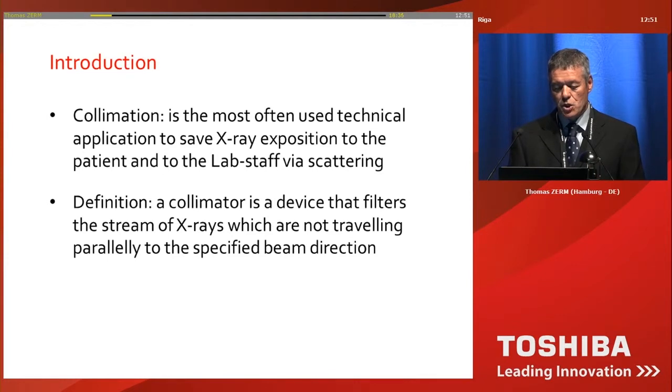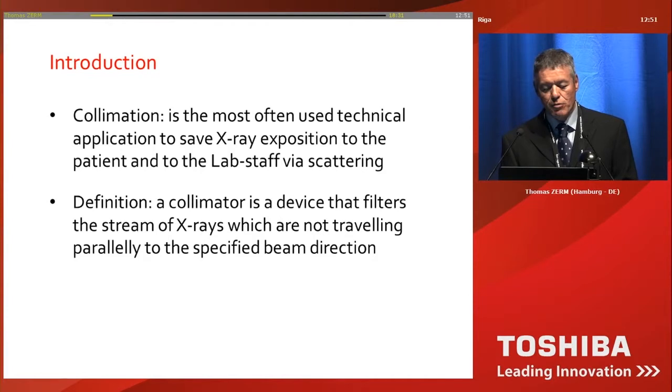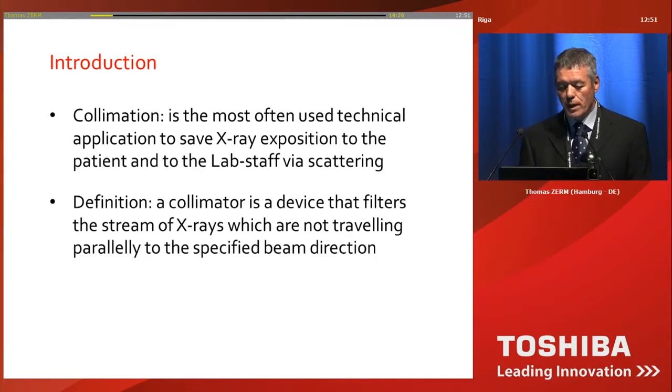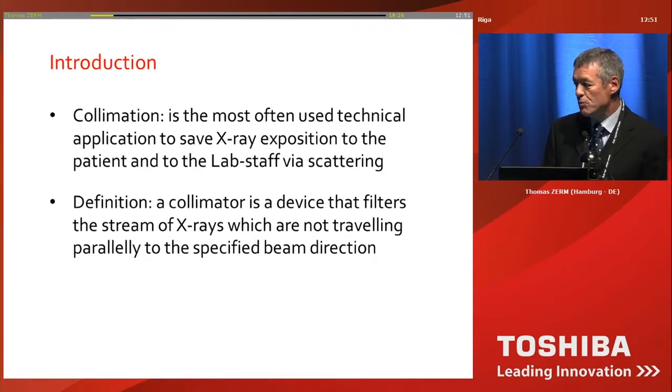One technical definition of collimation: a collimator is a device that filters the stream of X-rays which are not traveling parallel to the specified beam direction.